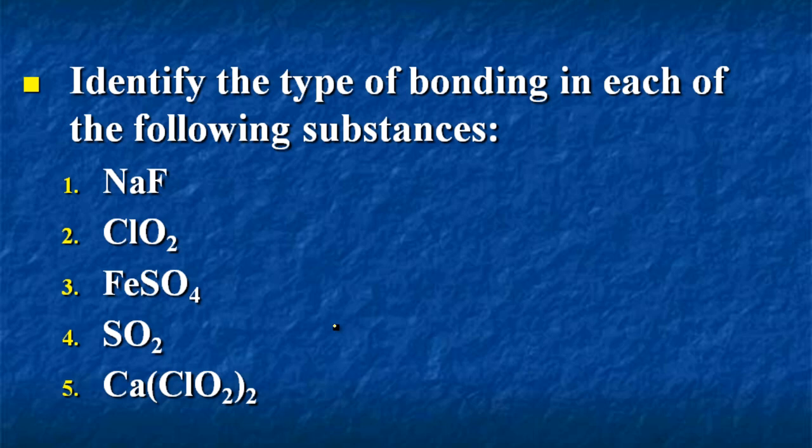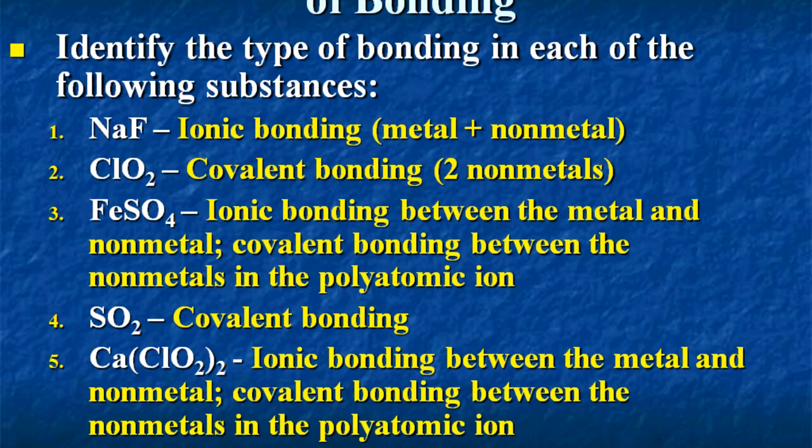Ionic only or ionic and covalent, right? There is calcium present, so there should definitely be an ionic bond. But look at that polyatomic ion. You have more than one non-metal present there, right? So in that polyatomic ion between chlorine and oxygen, which are both non-metals, there should be some covalent bond also present. So yes, that is our answer.